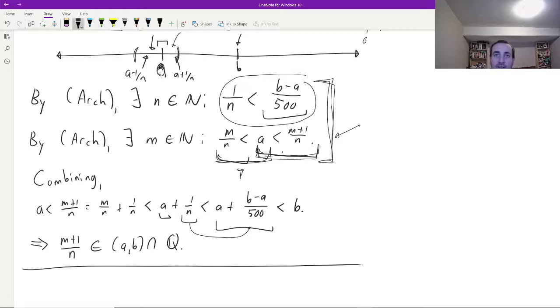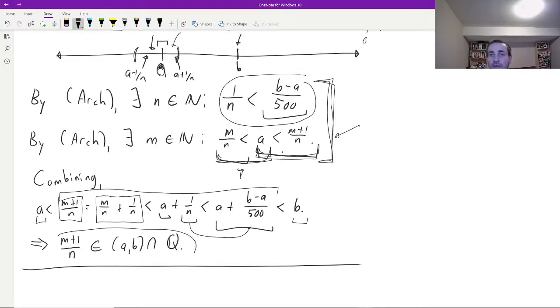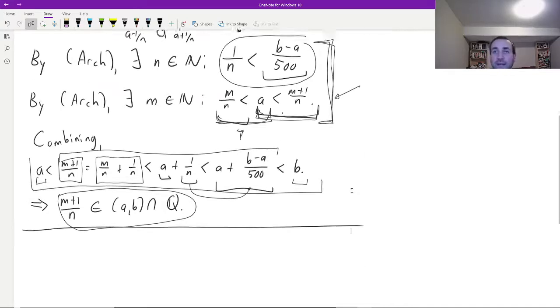And so what have I done? I have an a over here, and I have a b over here, and everything in between, all of these expressions, those are all somewhere between a and b. And then I just have to check, hey, are any of those in Q? And hey, look, this one is. Or I guess this one is the same thing, (m plus 1) over n is in Q. And so I found this particular element, (m plus 1) over n, which is in Q, and of course, because of this overarching inequality, is also between a and b. And so I'm done, because I found the element.